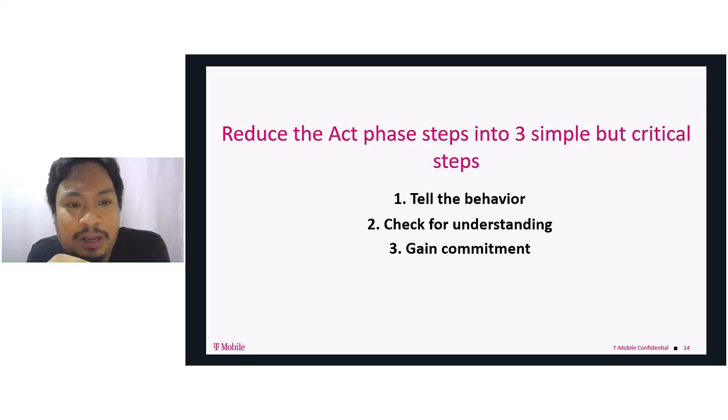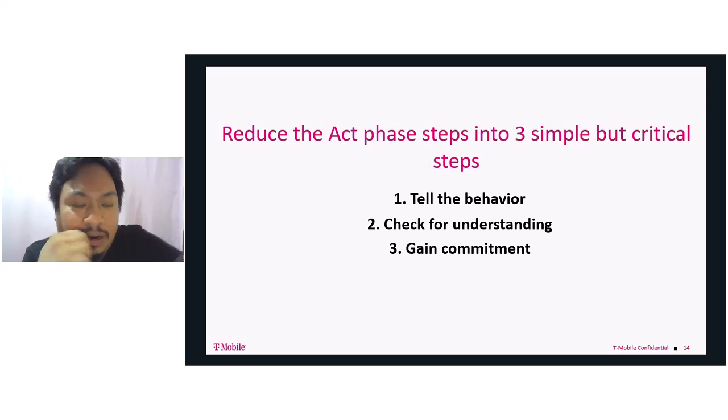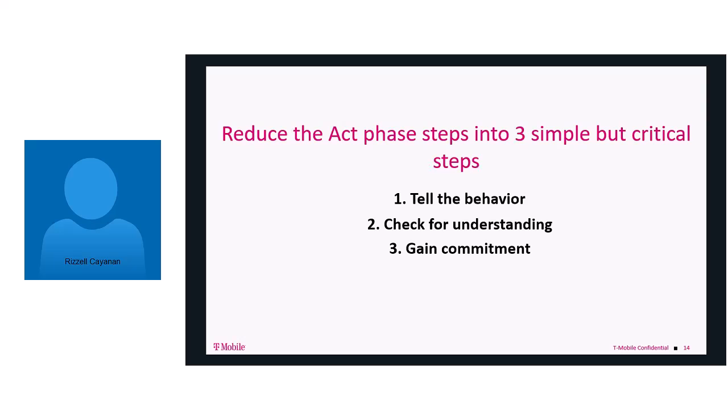Nagets mo siya, Rizal? Parang nag-check ako for understanding sa'yo as a customer if nagets mo yung explanation ko. Let me try it one more time, Rizal. Earlier, when you were asking me the steps on how to create a payment arrangement online, I was able to give you the step-by-step. But I just want to be sure, were you able to get it all? Was it clear? Yes, it's clear, boss.